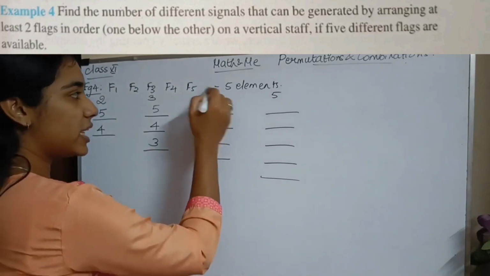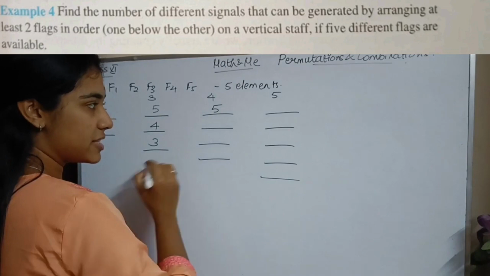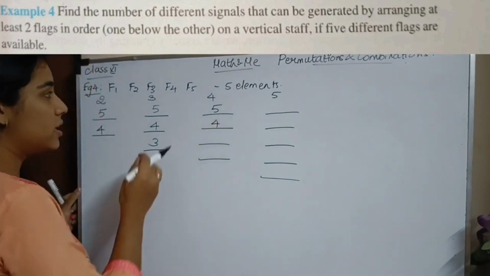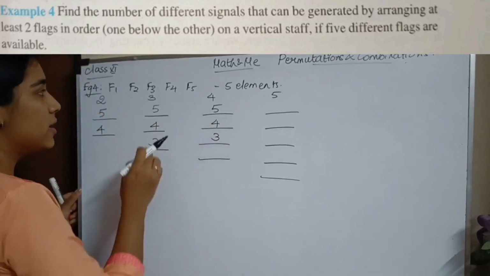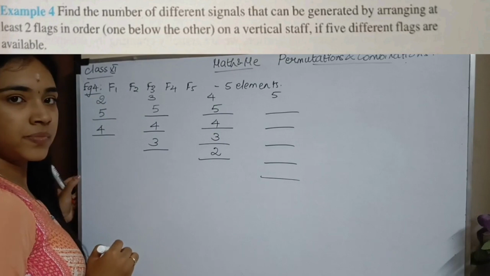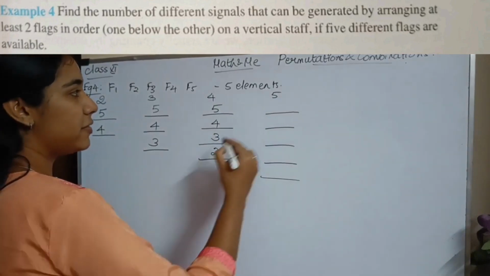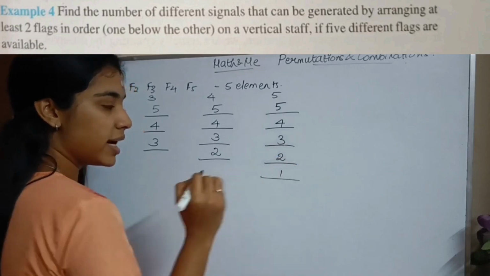So similarly, for 4 flags, I can have 5 options for the first flag, 4 for the second flag. So if 2 are gone, I have 3 remaining. So 3 options for the third flag and then 3 is used, so I have 2 remaining. So 2 options for the last flag. Again, for 5 flags, I have 5 options, 4, 3 options, 2 and 1.